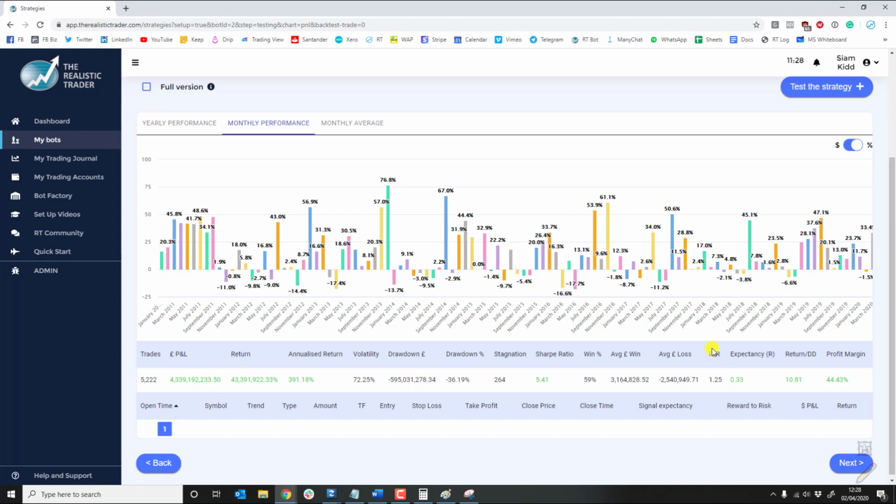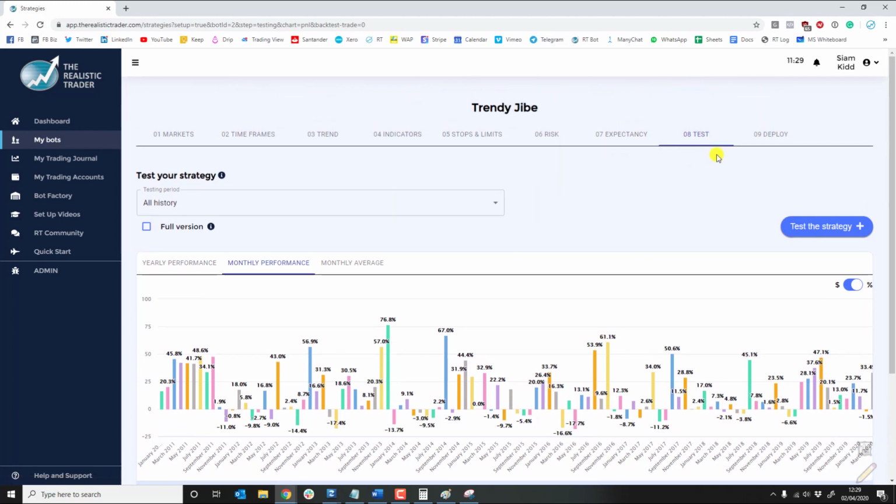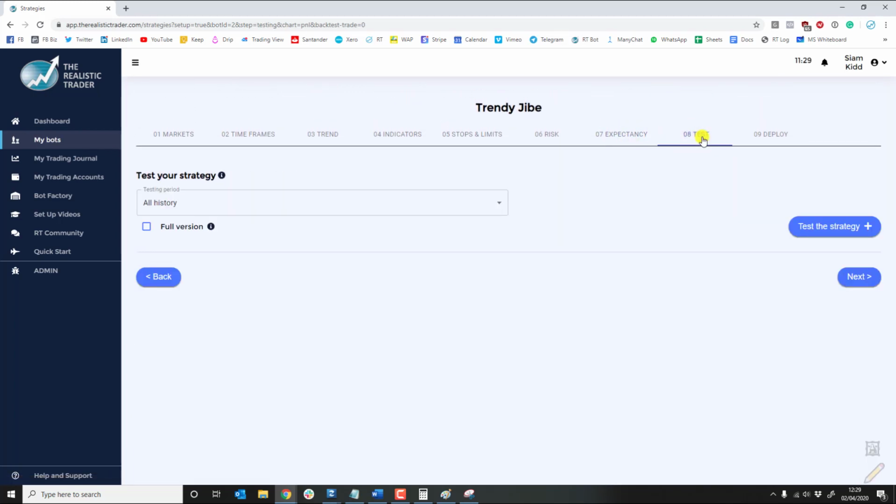Now why is that? The reason being is because it's doing a multiplier of the expectancy. So what I'll do is I'll just quickly run a full version, and I'll explain.